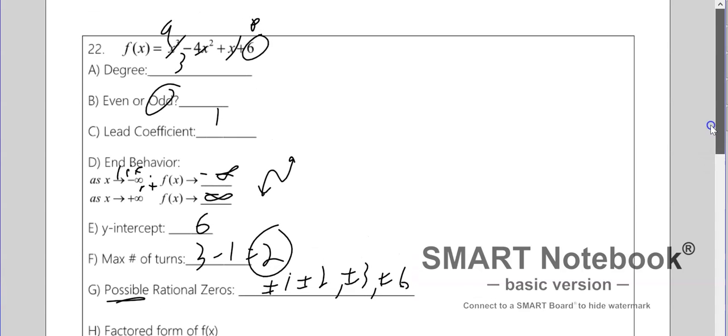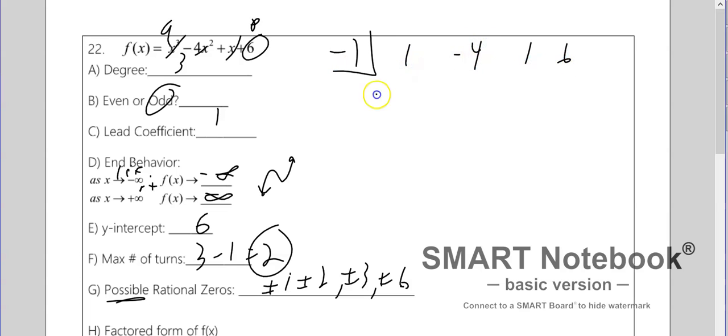Factored form. Well, here's the beauty of it. You already know the answers. So since we just learned how to work backwards, you can do that right there. If we know the zeros, we can get the factors to prove it. But let's do synthetic division for practice and the way to get points on here, full points. So we know -1 is a solution. So I have 1, -4, 1, and 6.